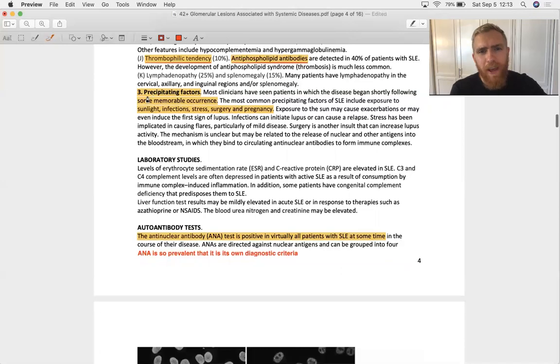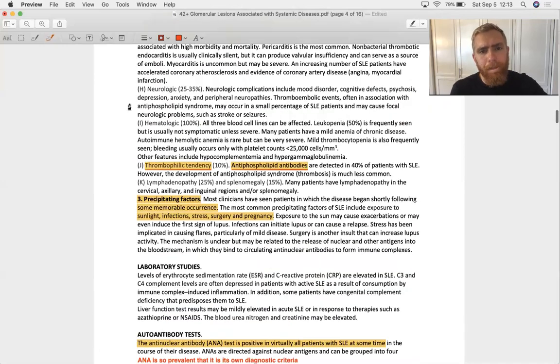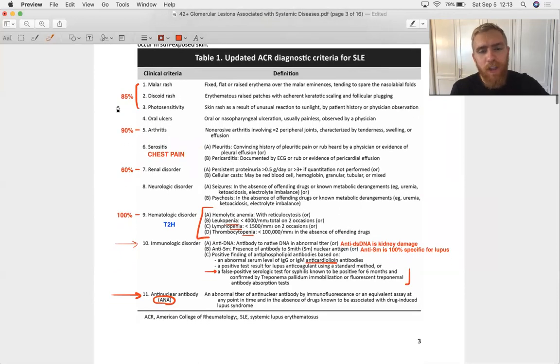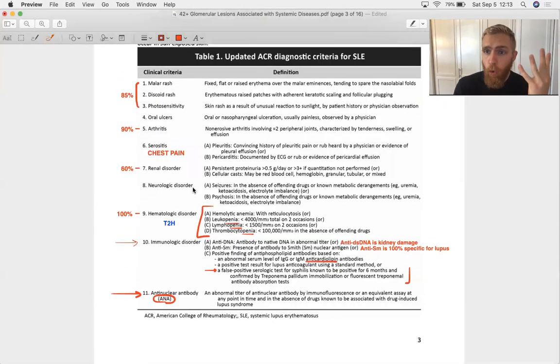Thrombophilic tendency due to antiphospholipid antibodies. But that's the criteria right there. There's a lot of them. They're all due to the same thing except for hematologic disorders, which is a type 2, but all the rest are type 3s, and that's causing all your symptoms in lupus. And you just need 4 of these individual criteria to call it lupus. 2 or 3 out of 4 is going to be probable lupus.